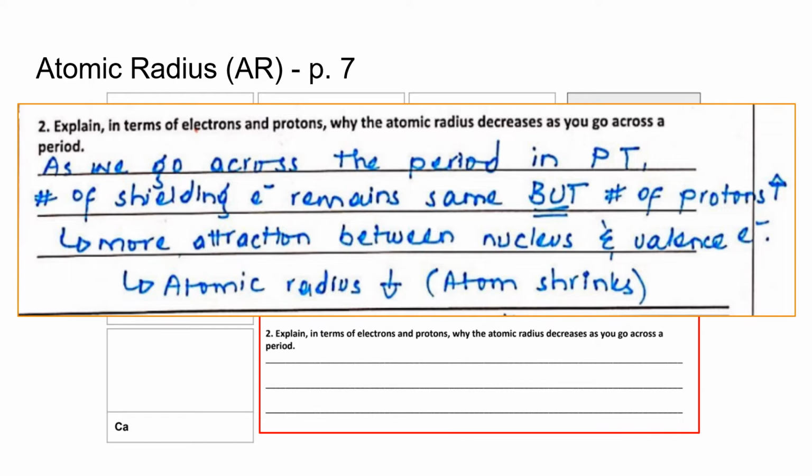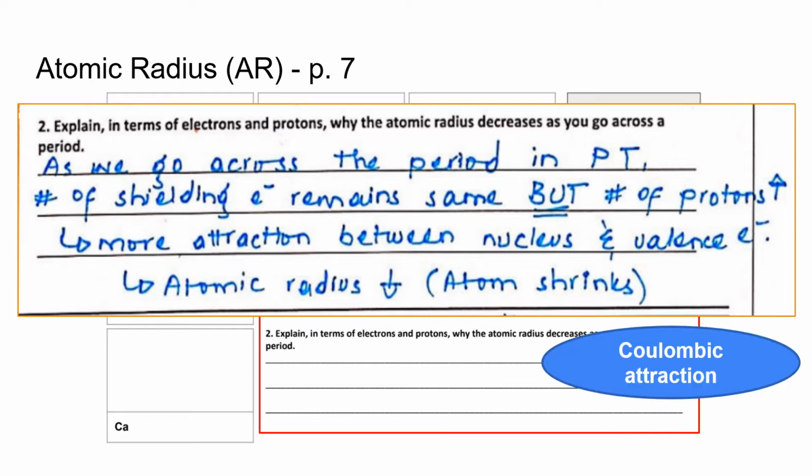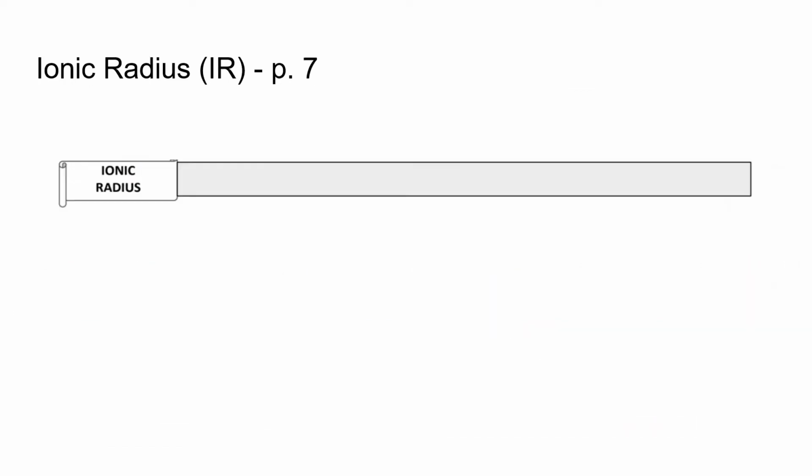So those more protons in the nucleus and more valence electrons are attracted to each other because we are increasing their number, but they're still living in the same amount of space. That attraction between the protons in the nucleus and the valence electrons is what we call the Coulombic attraction. And because of this attraction, the atom shrinks, which is why the atomic radius decreases.